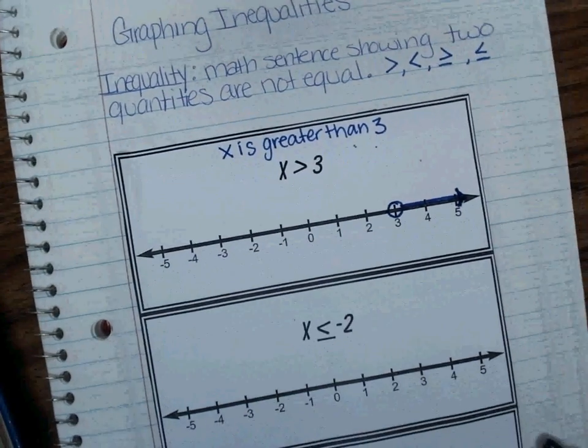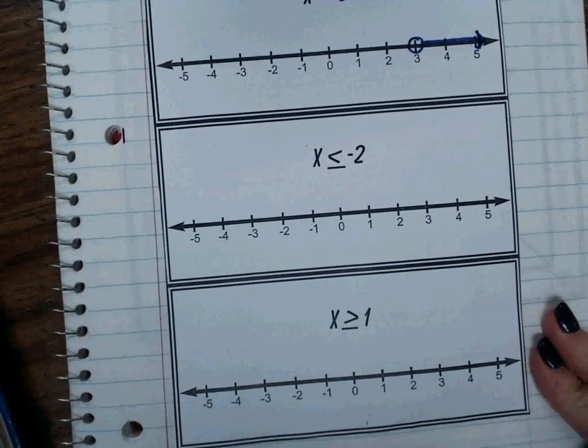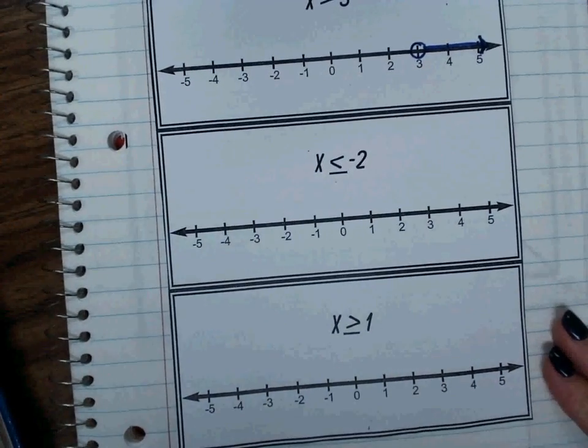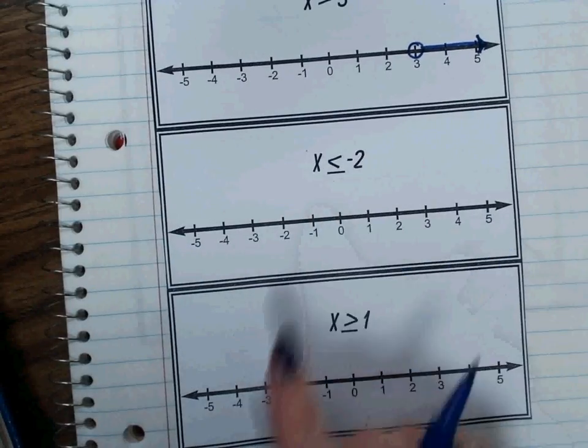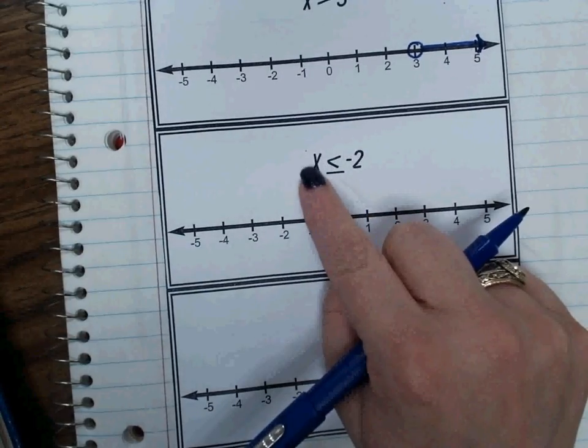Okay, let's look at the next example. Our next example shows an x and a negative 2. In this case, x is less than or equal to negative 2. Notice the closed end is closer to the x. That means the x is smaller.